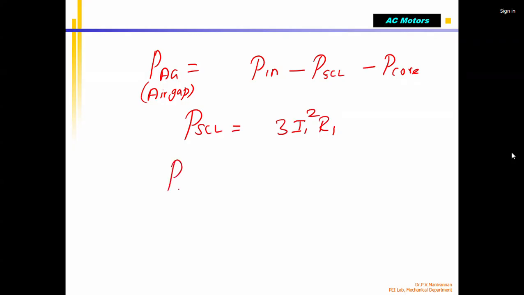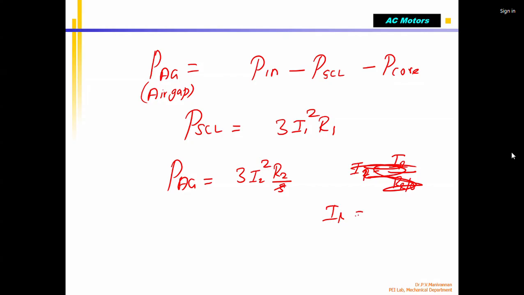Then we can say PAG equal to 3 into I2 square into R2 divided by S, where S equal to slip. Okay. And you can write I2 equal to IR divided by... Sorry, this is IR. Very sorry.